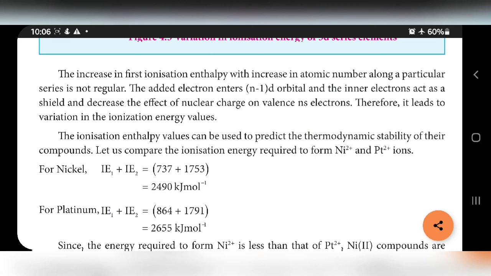So it leads to variation in ionization energy values, and this ionization energy value is used to predict thermodynamic stability. For understanding that, one example is given. Nickel 2+ compounds are generally more stable than platinum 2+, because the nickel ionization energy value is less than platinum. So nickel 2+ compounds are more stable than platinum 2+ compounds.